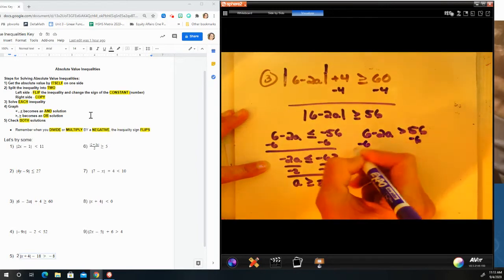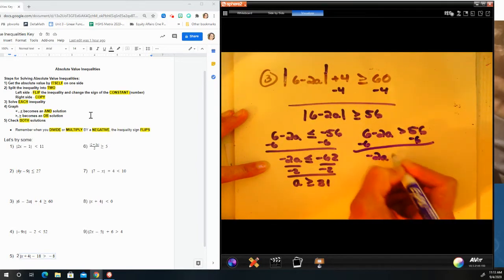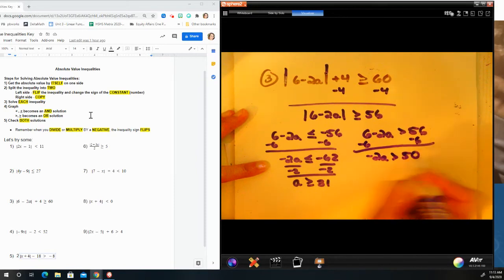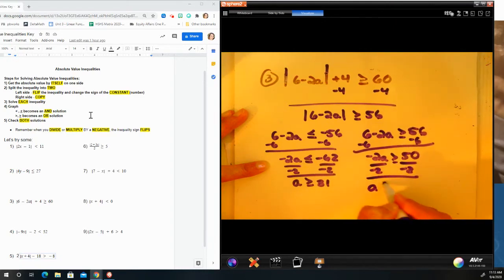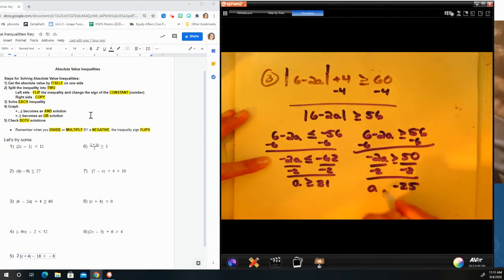Over here, same steps, I'm just working with a different starting number. Same thing, when I divide by this negative, my inequality, which should be or equal to, is going to flip. So I did not flip it. Make sure you flip it.